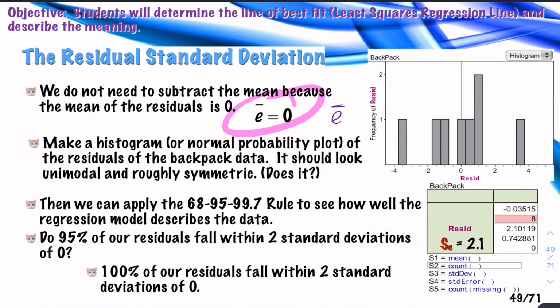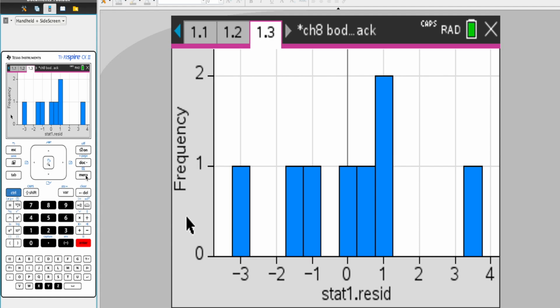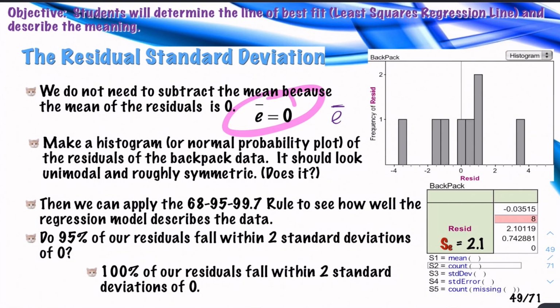If we make a histogram or a normal probability plot of the residuals of the backpack data, it should look unimodal and roughly symmetric. And does it? If it does, then we can apply our 68, 95, 99.7 rule to see how well the regression model describes the data. How well is how many standard deviations of our residual does our data fall in? So the question is, do 95% of residuals fall within 2 standard deviations of 0?